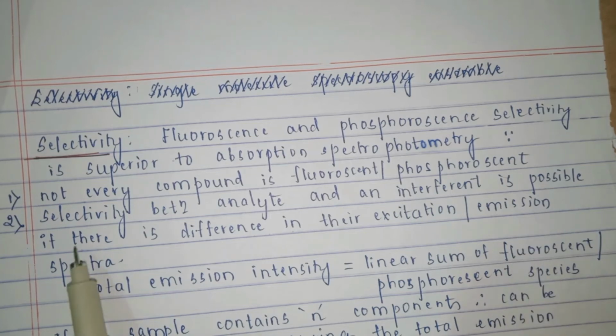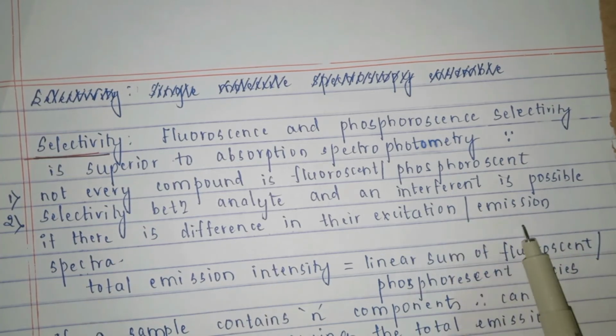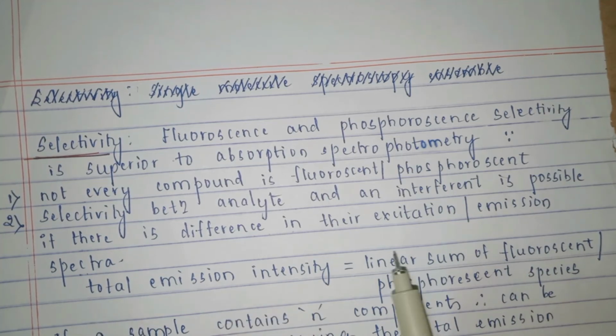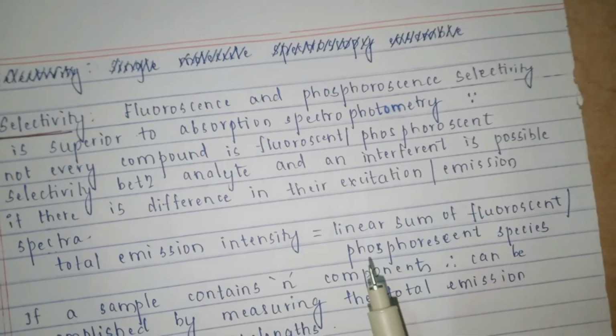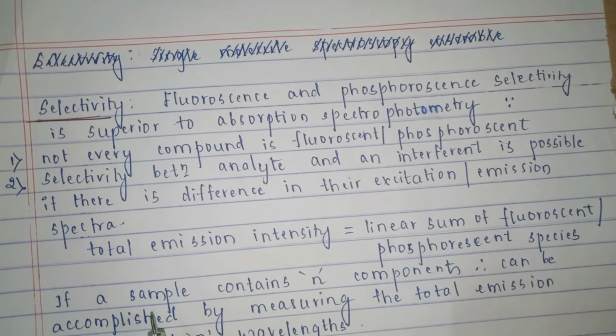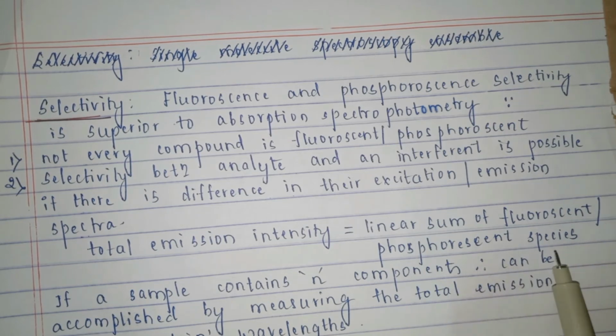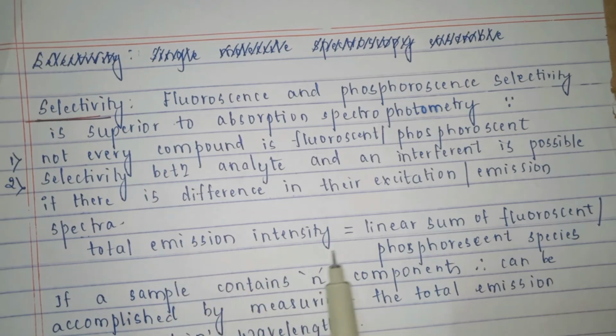This is because the selectivity between an analyte and an interferent is possible if there is a difference in their excitation and emission spectra. That means excitation spectra can be seen by most of the molecules, whereas emission spectra is seen by a very small number of molecules. So how can we calculate this? Total emission intensity is equal to the linear sum of the fluorescent or phosphorescent species. It is called the total emission intensities.